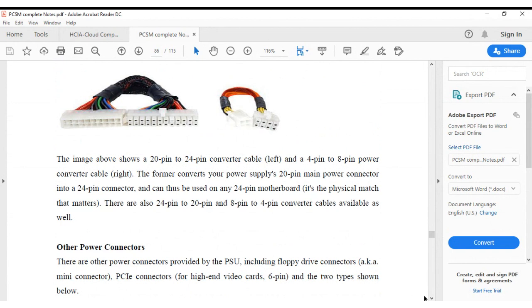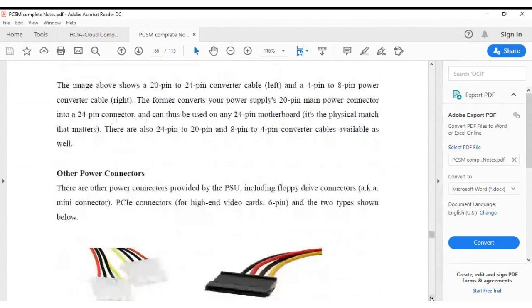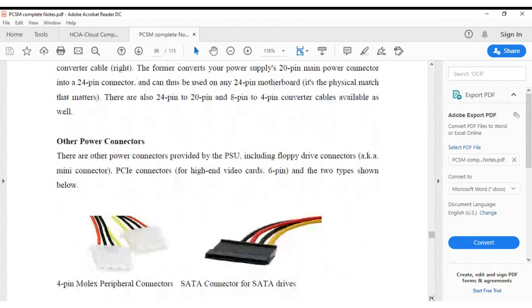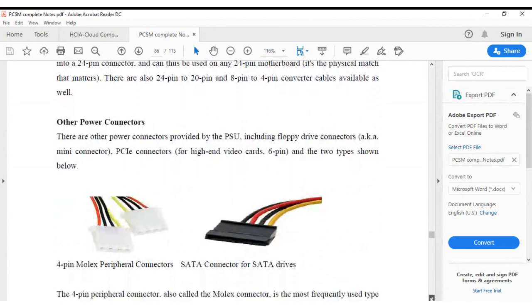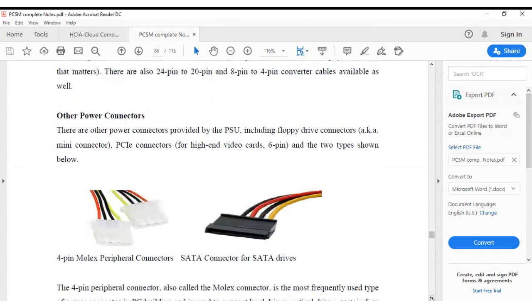Then we have other power connectors. There are two power connectors provided by PSU, including the floppy drive connector, that's called the mini connector. We have the PCIe connectors. These are for the high-end video cards, and 6-pin. There are two types as shown below. You can see here we have a 4-pin Molex peripheral connector, and we have the SATA.